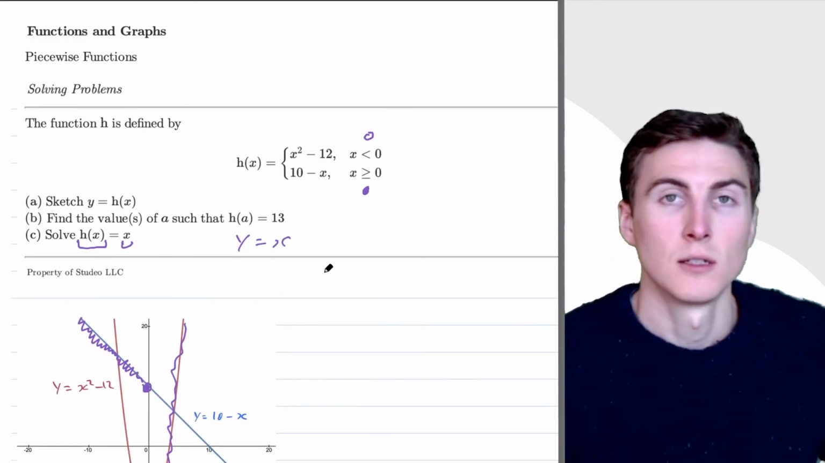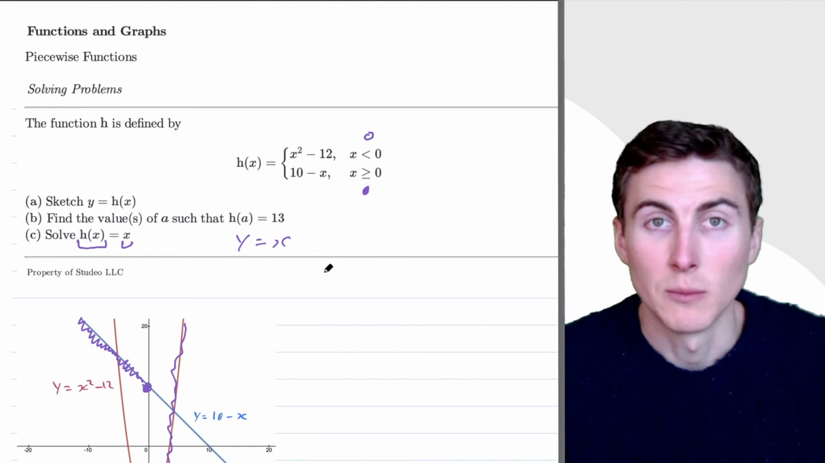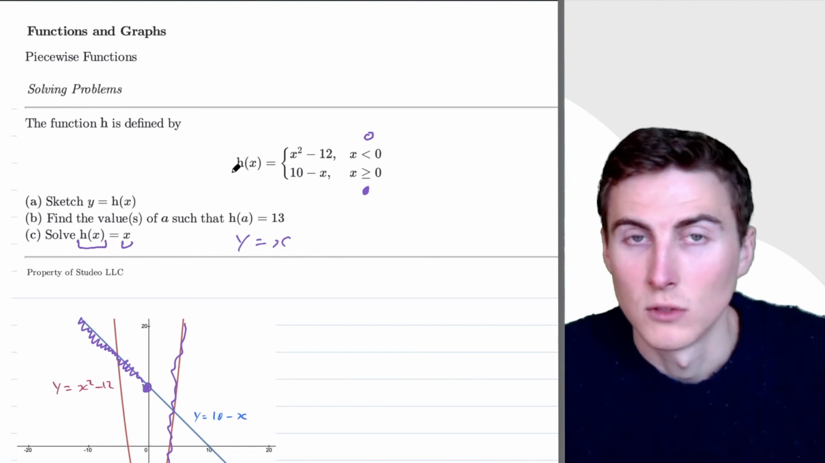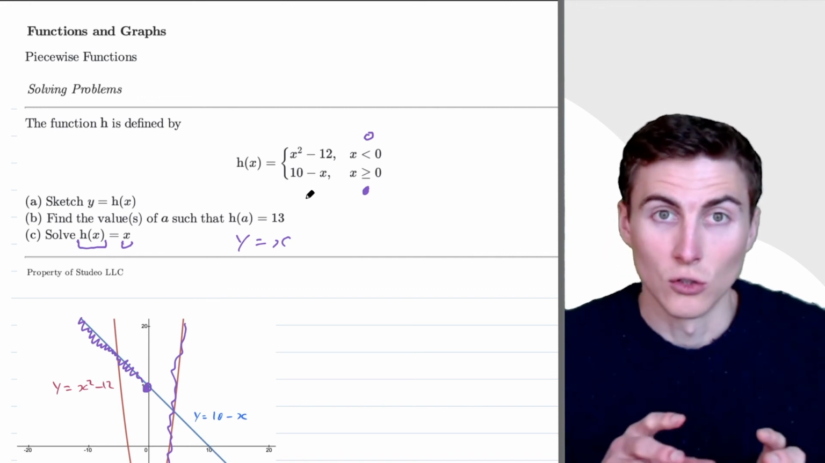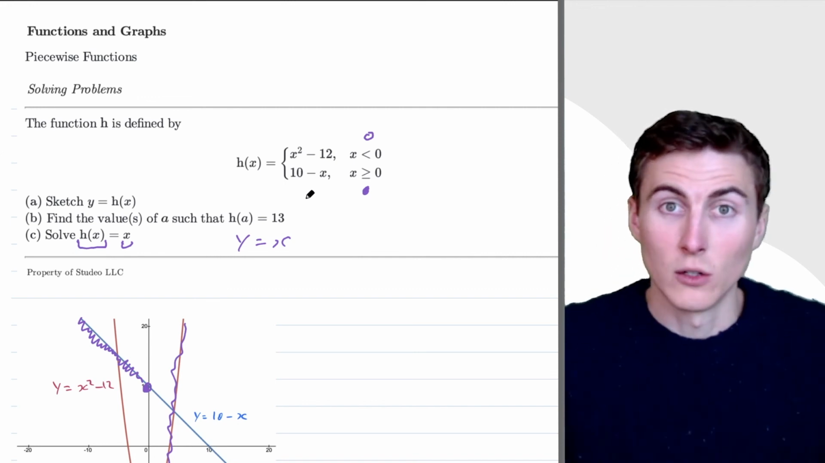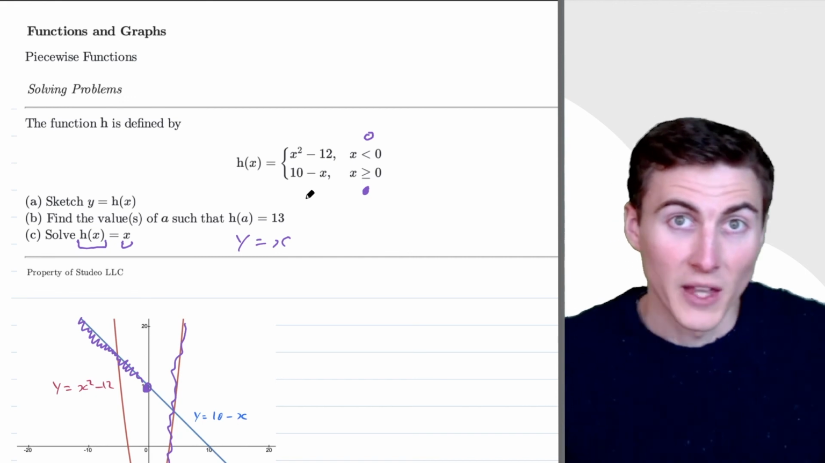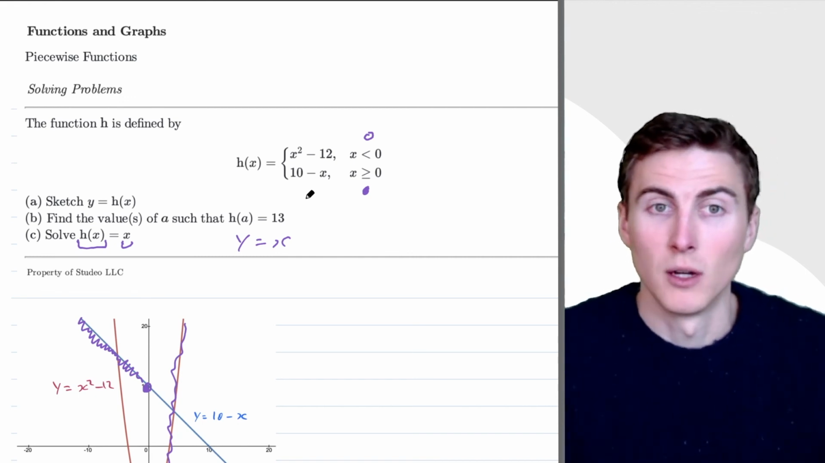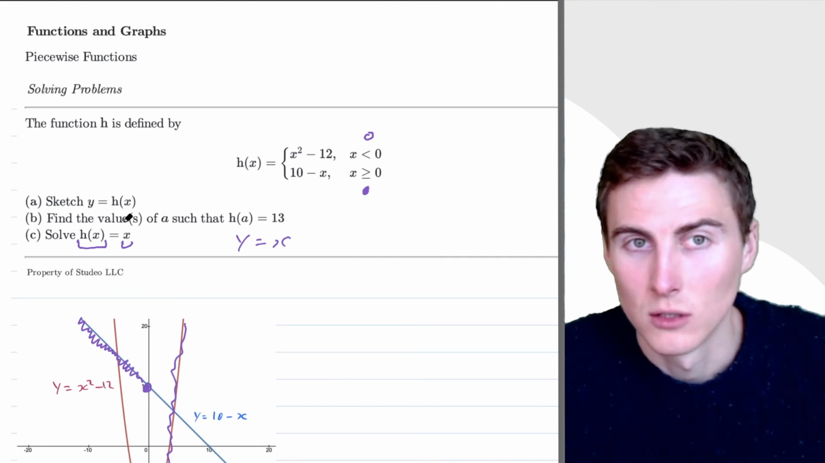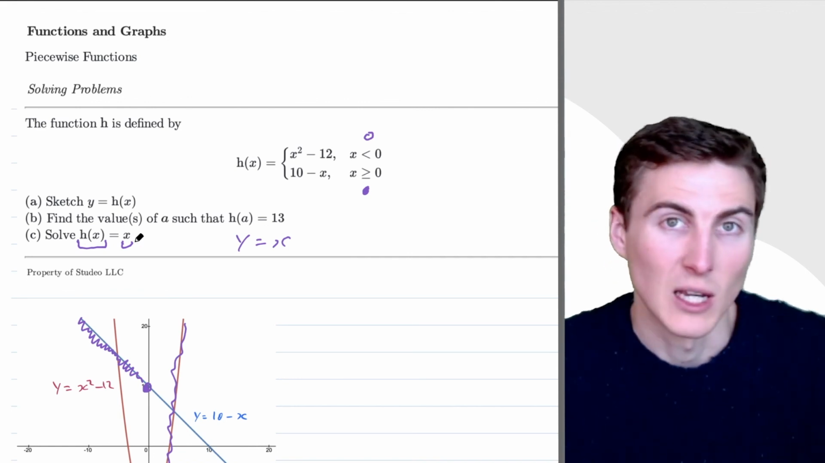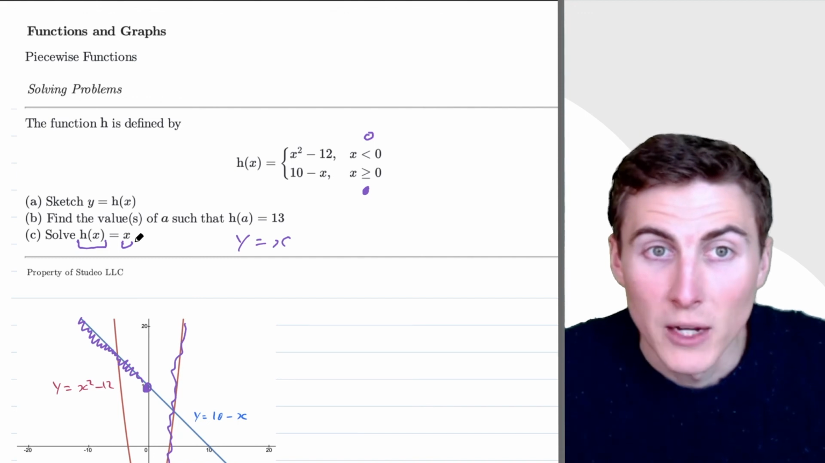So hope that all makes sense. A lot of these questions are pretty similar. They're all based around having one function split up into subfunctions, and it's best to draw the two subfunctions themselves without worrying about the domain at first, and then take the domain into account to get your proper answer. These questions often do the same thing over and over again.